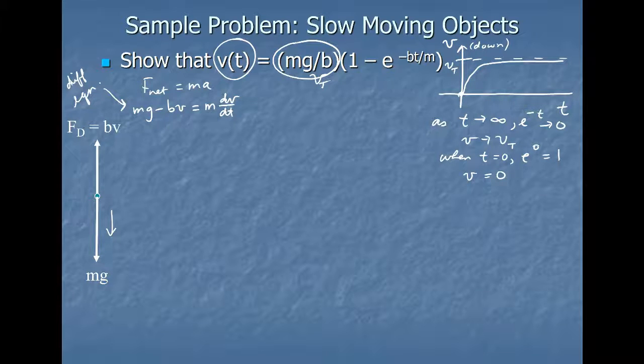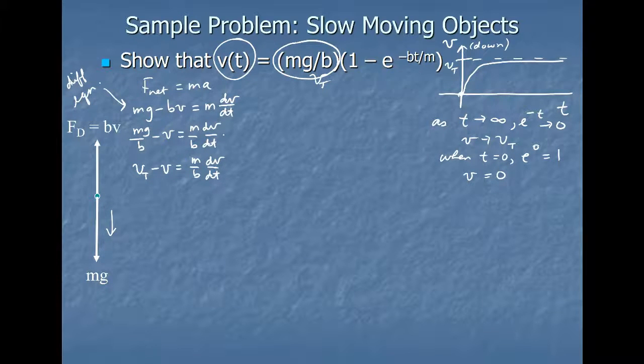And the first trick is that we want to divide through by b, so that we have mg over b minus v equals m over b dv dt. And that's a trick that we can do because we know that mg over b is a special number. It's the terminal velocity. And as a matter of fact, I can replace that and say vt minus v equals m over b dv dt.